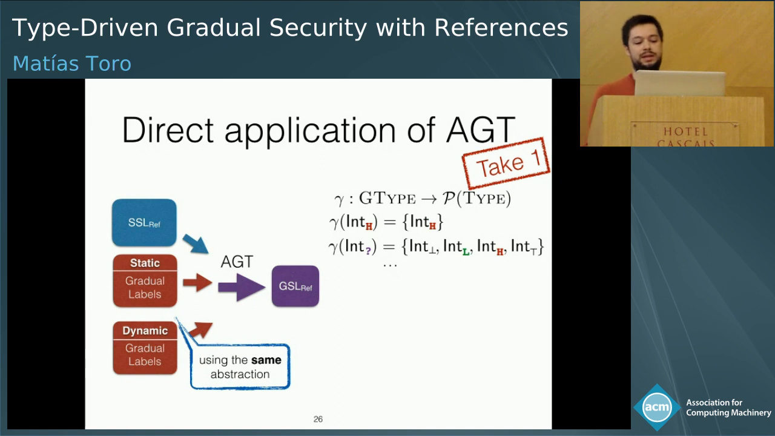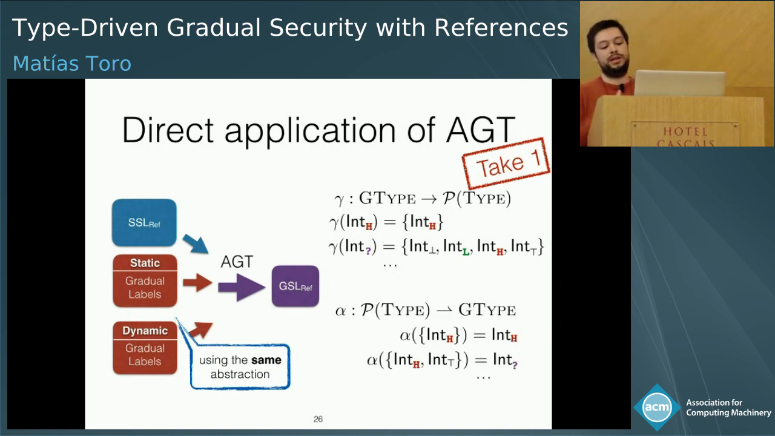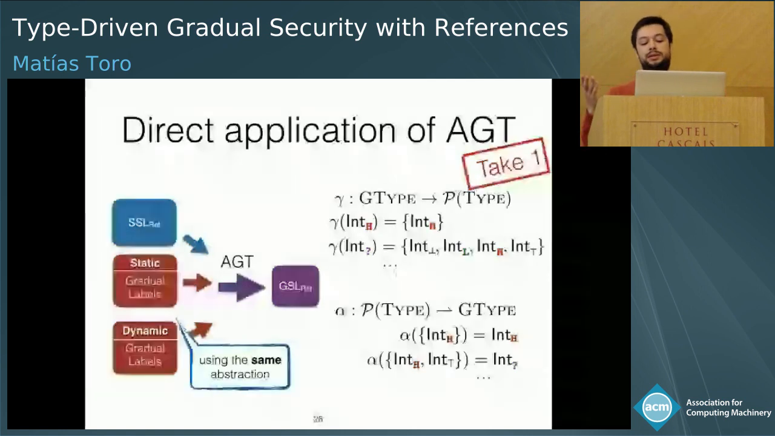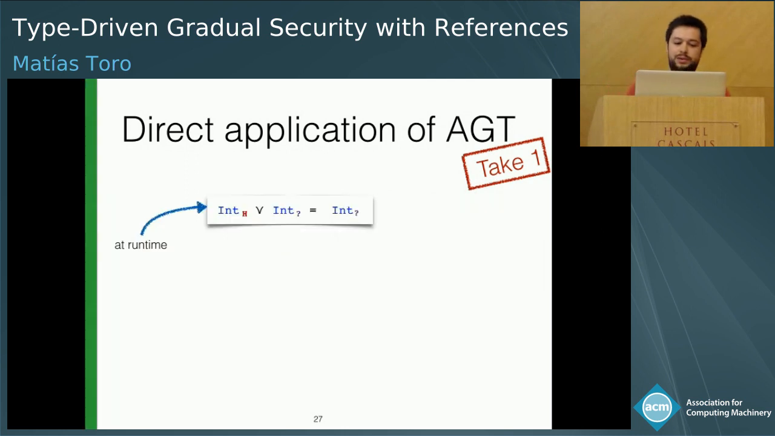So for instance, we say the meaning of int h is just a singleton type int h. And the meaning of int unknown is just the set of int indexed with every security label. And similarly, you have to define an abstraction function from sets of types into gradual types. So for instance, the abstraction of the set of int h and int top is int unknown.